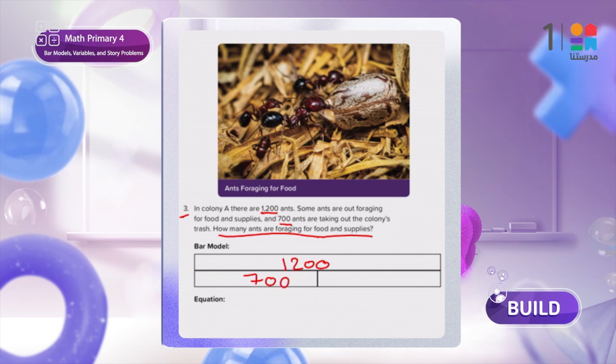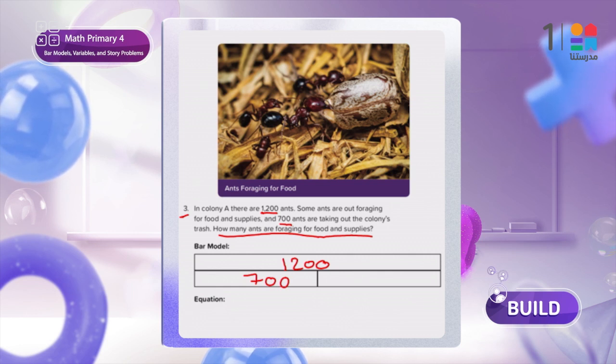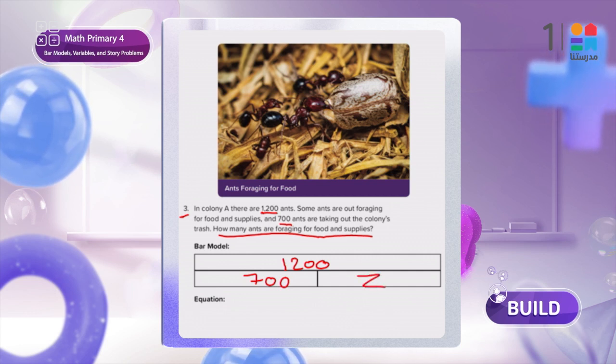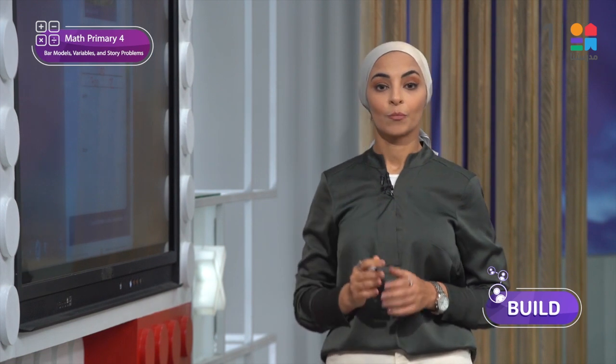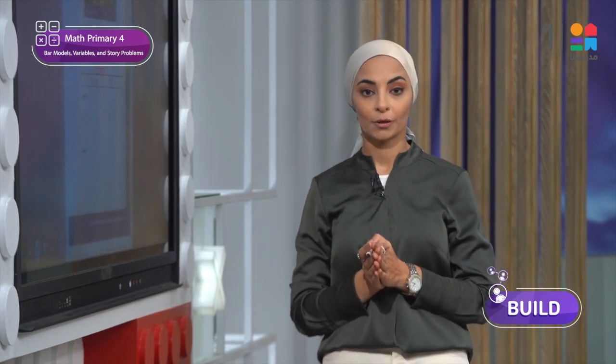So what should I put here? Yes, this is the unknown number. What did we do with the unknown number? Yes, I can write it as a letter, represent it with a letter. Let's say letter Z. So we will write them in the bar model as you see here before us in your book. Then we will write an equation.